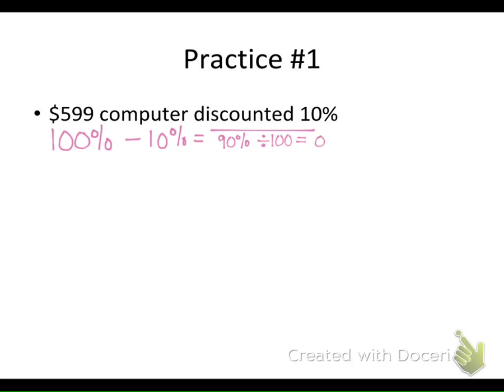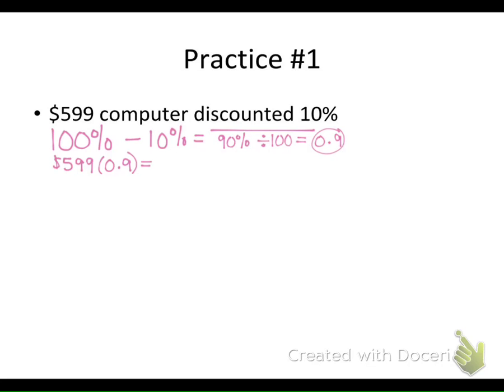0.9. Okay, now I only have 1% increase or decrease, so I'm only going to have one multiplier. So I can go ahead and move right on to the last step. What's my last step, Kelsey? Okay, which is? Okay, so the original amount, which is $599, times the multiplier of 0.9. And what does that equal?